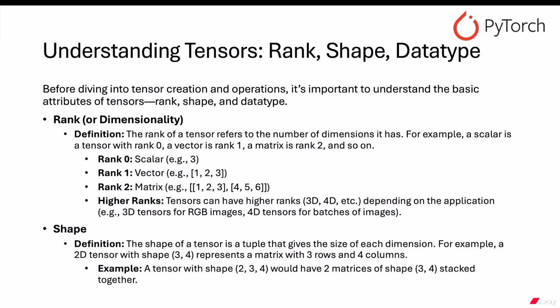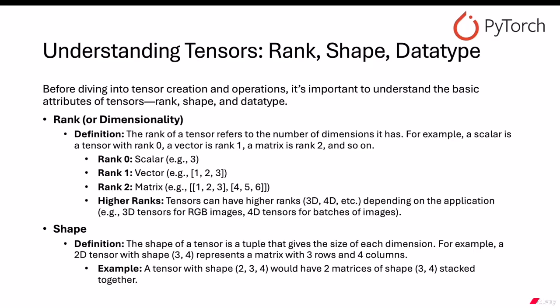So understanding tensors, there are three things: rank, shape, and data type that we'll go over. Before diving into tensor creation and operations, it's important to understand the basic attributes of tensors, which are rank, shape, and data type. Rank, also called dimensionality: the rank of a tensor refers to the number of dimensions it has. For example, a scalar is a tensor with rank 0. A vector is rank 1, a matrix is rank 2, and so on.